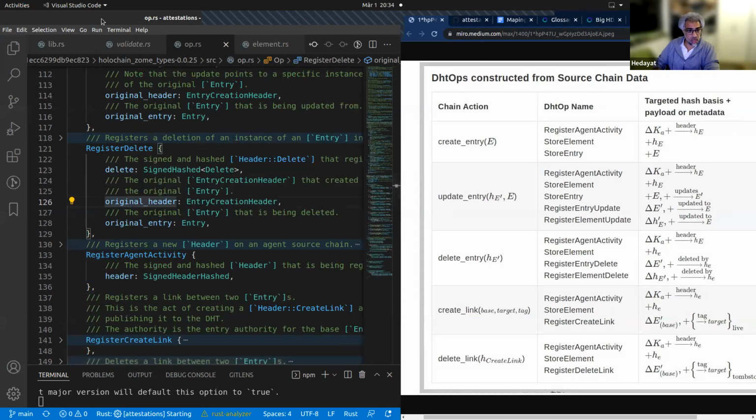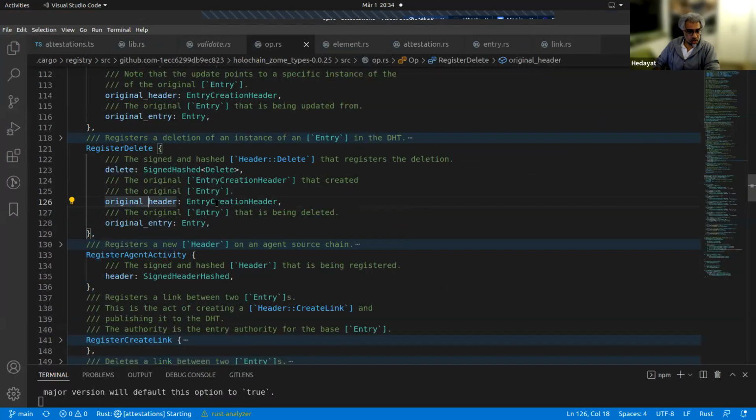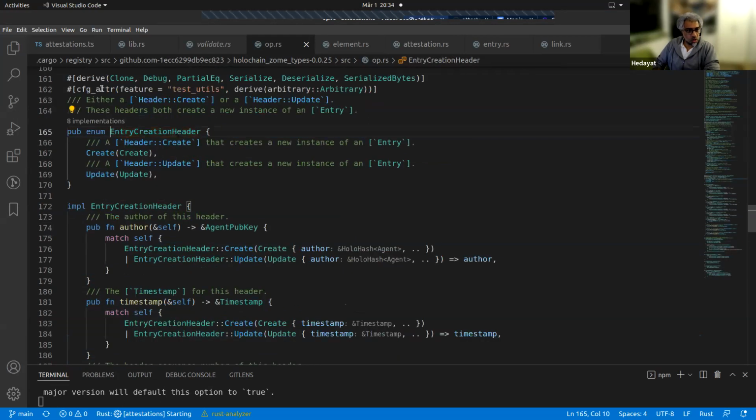What is the original header? So we can say either the header create or header update. This header creates a new instance of the entry. Original means that if we update a few times, it is the first one, the first time that we can create or update the entry.